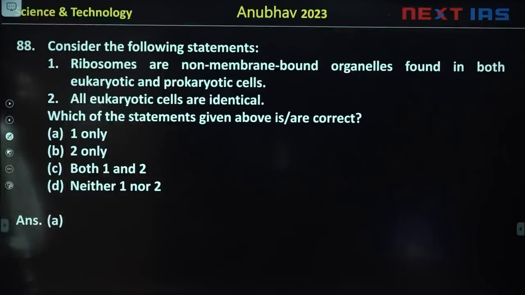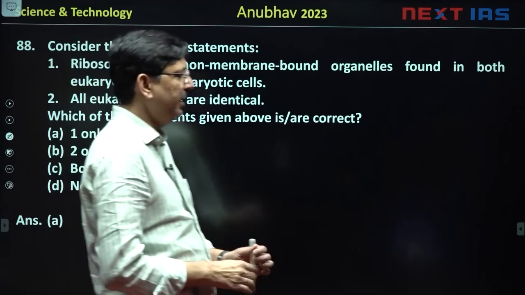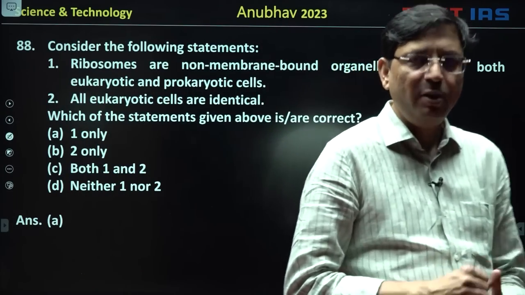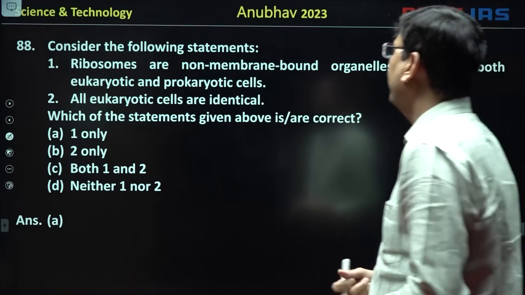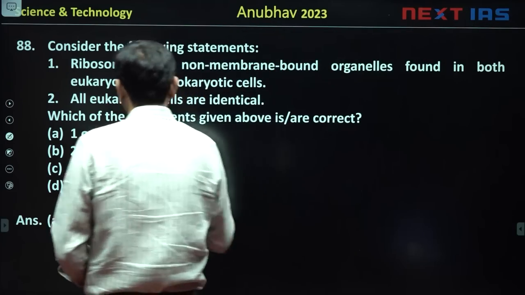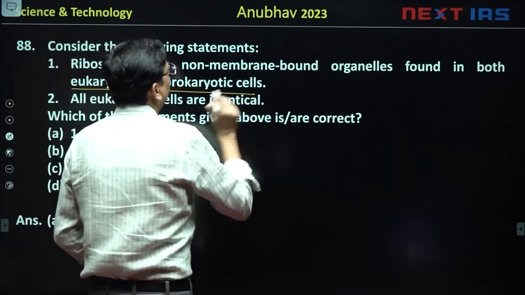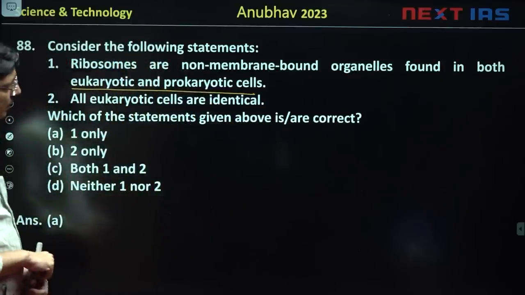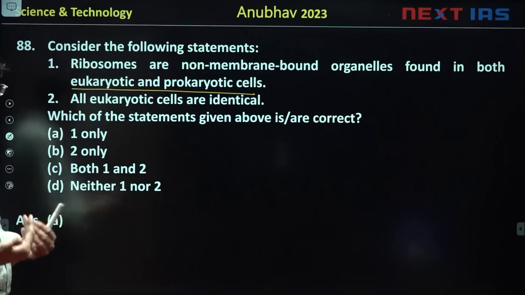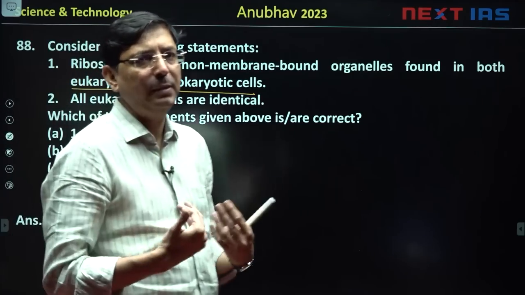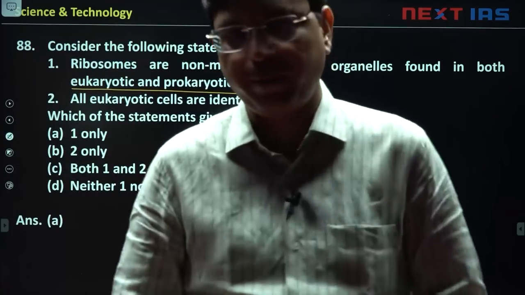Ribosomes are non-membrane bound. Consider the following statements. Ribosomes are non-membrane bound organelles found in both eukaryotic and prokaryotic cells. Yes, ribosomes are found in both prokaryotes and eukaryotes. So, they are found in bacteria cells, which are prokaryotic, and they are found in plants and animals, which are eukaryotic.